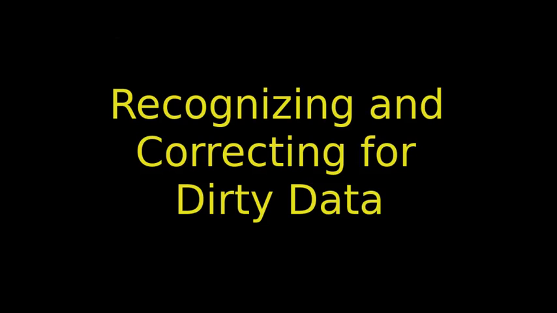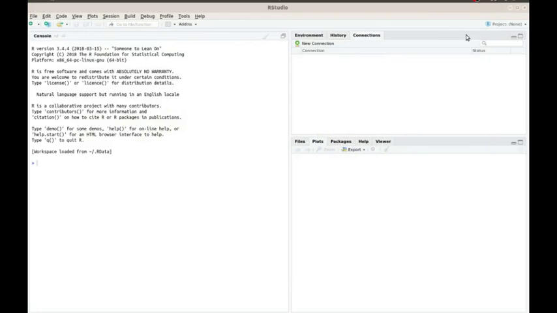In this episode, we will talk about recognizing and correcting for dirty data. As you will recall from the previous episode, the Apple Decay Experiment, there were some errors being observed. To look at that, we're going to use RStudio, version 3.4.4. We will use the libraries readr, ggplot2 and mgcv.